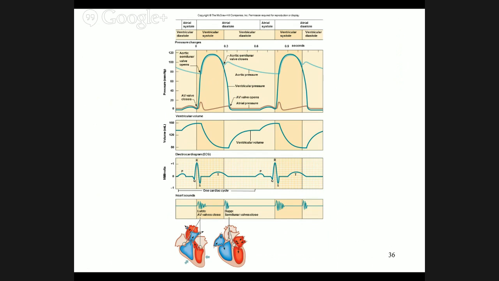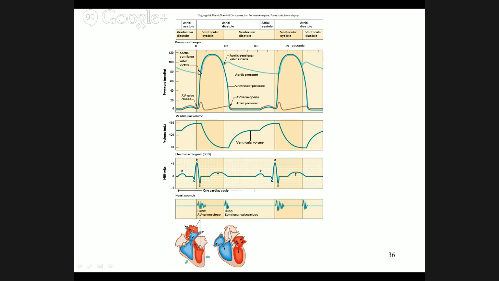And this shows different times. It starts with atrial systole and ventricular diastole, and we have a short period of that. And then we have the ventricular depolarization and the atrial repolarization, followed by the period of ventricular repolarization, and again we have atrial depolarization.